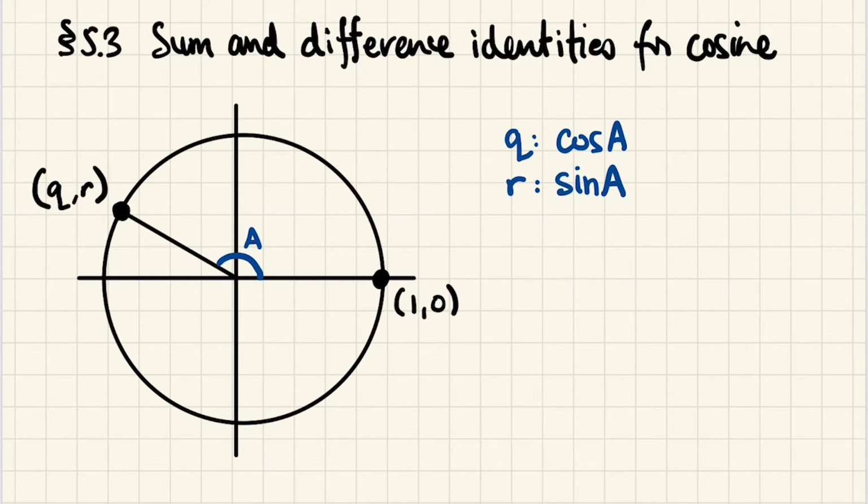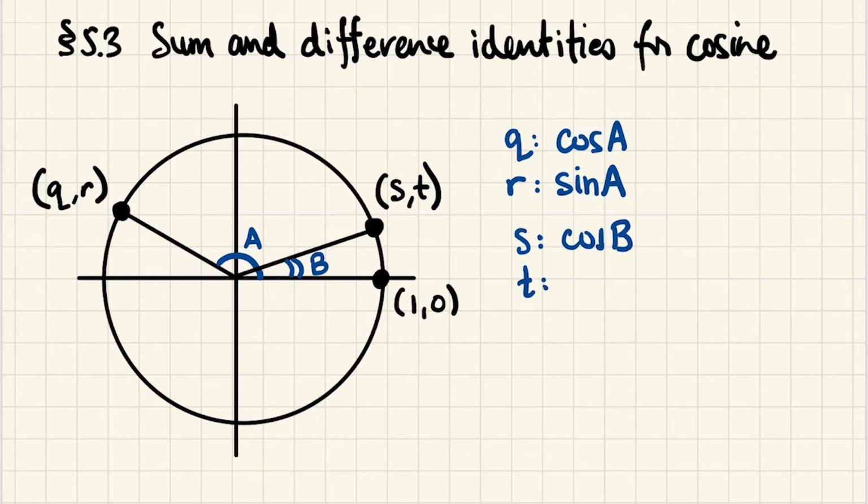Okay, now let's get another angle, and we'll call it angle B. And let's put that in the first quadrant, say right here. And we will call these coordinates S, T. And we will see that S, of course, is cosine of B, and T is sine of B. All right, so far so good.